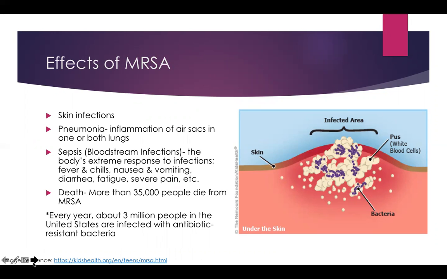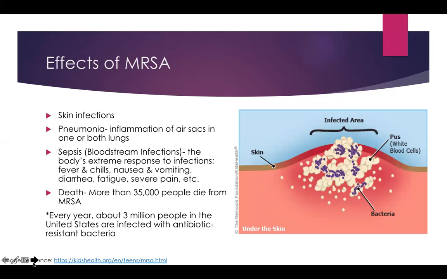In the infected area, there's the pus, the white blood cells, and then it appears to be like the gram positive cocci bacteria that's growing, and the skin is inflamed and elevated. And then you have other effects like pneumonia, which is more severe. That's the inflammation of air sacs in one or both lungs. And then sepsis, which is your body's extreme response to infections. So, depending on how severe this infection is, you can have fever, chills, nausea and vomiting, diarrhea, fatigue, severe pain, etc. And then, obviously, the most severe effect would be death.